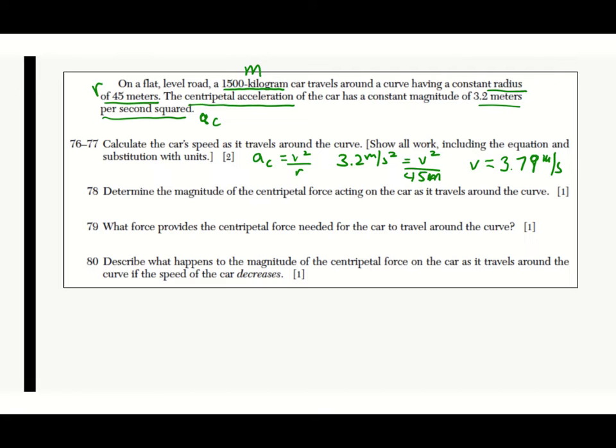78, determine the magnitude of the centripetal force, and that's Fc. You could calculate it using m ac, which we all have anyway. You don't have to show work, but I'm going to show you what's required to get the answer. Or not required, but how to get there. You just take your mass multiplied by the centripetal acceleration, 3.2 times 1500. And that'll get you 4,800 newtons as your answer. You just need to put 4,800.